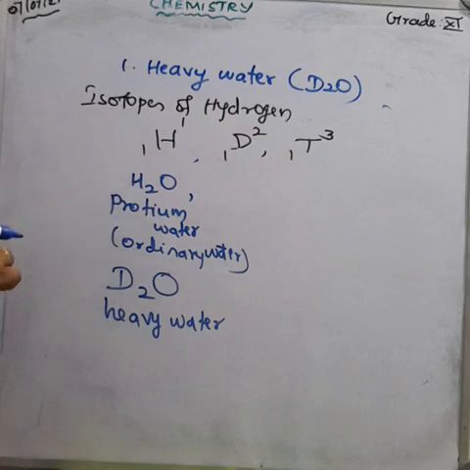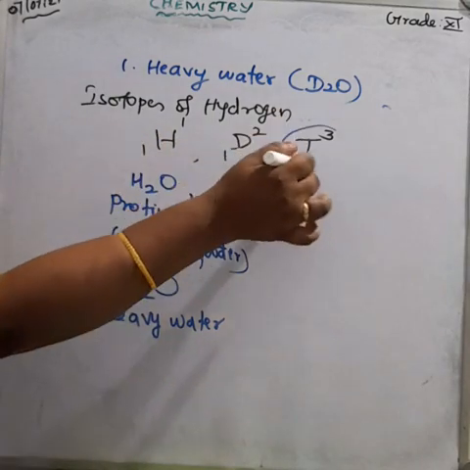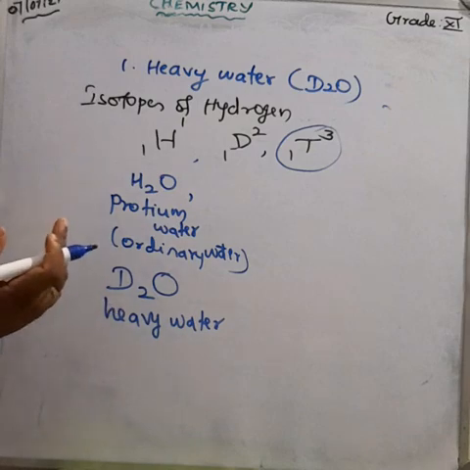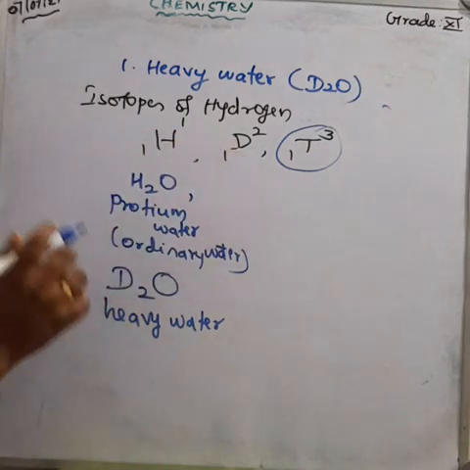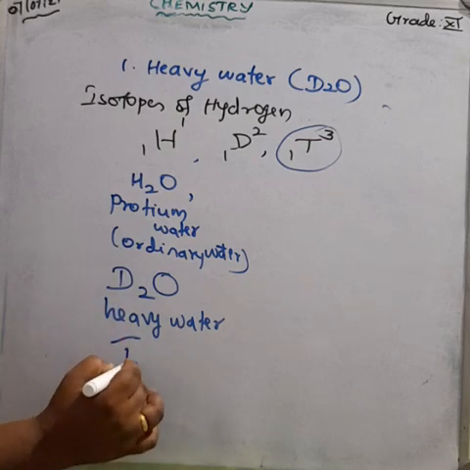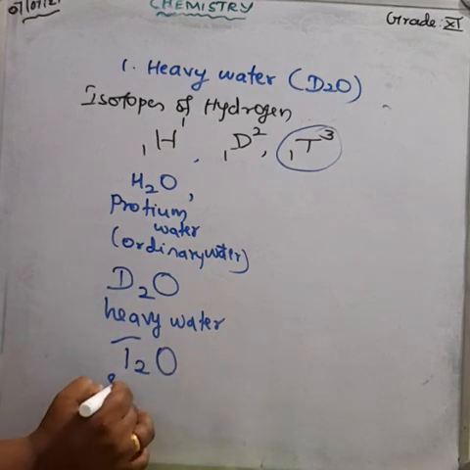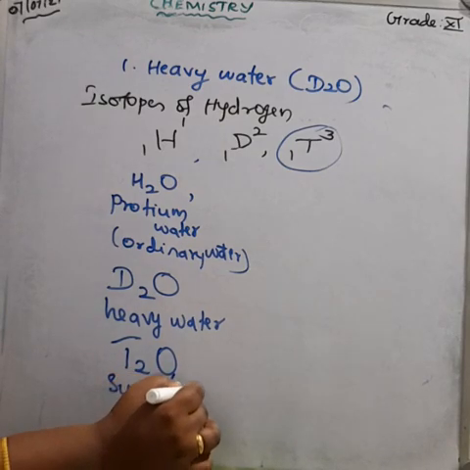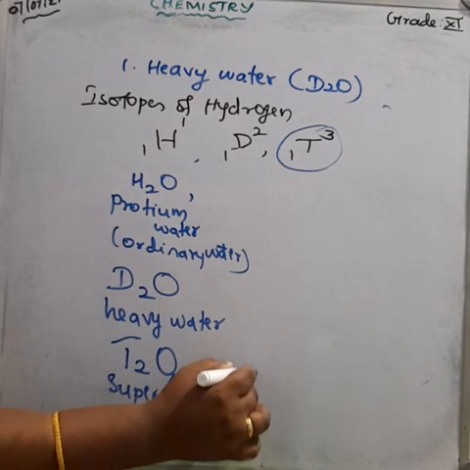The oxide of super heavy hydrogen, and super heavy hydrogen means tritium. Tritium is one of the radioactive elements. The oxide of tritium is called super heavy water. T2O we call super heavy water. These are the three isotopic forms of water.